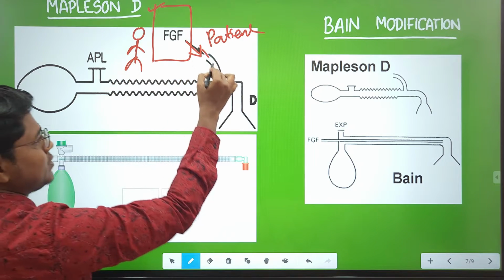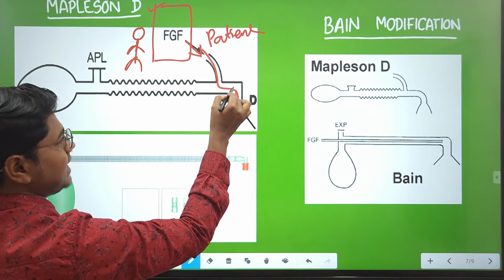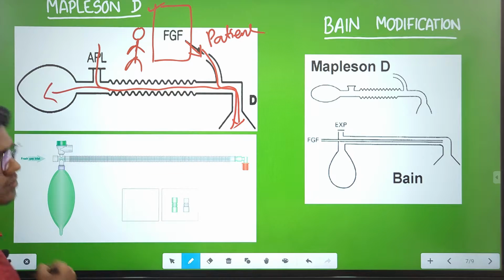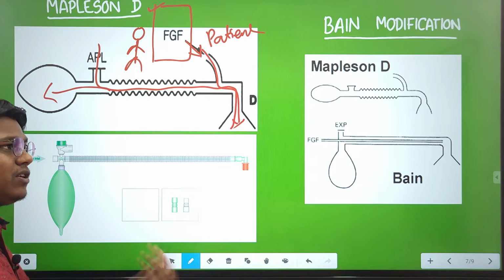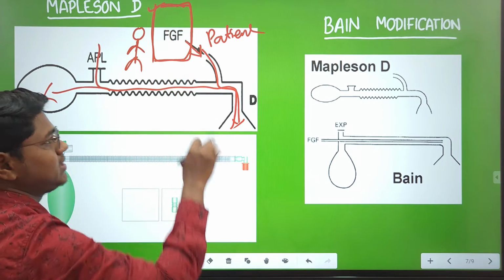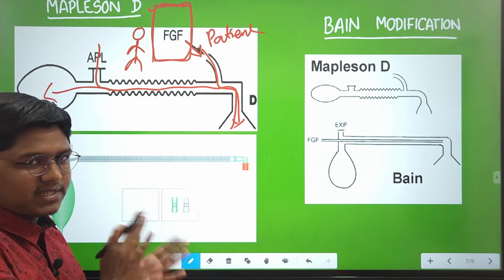Fresh gas will come through here and go to the patient. When the patient exhales, it will come to the APL and go through the APL valve. Some will go into the reservoir bag. Here is the same problem: the control or the machine is near the patient end, which makes managing things very difficult.